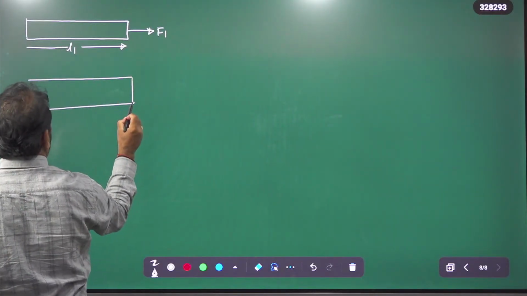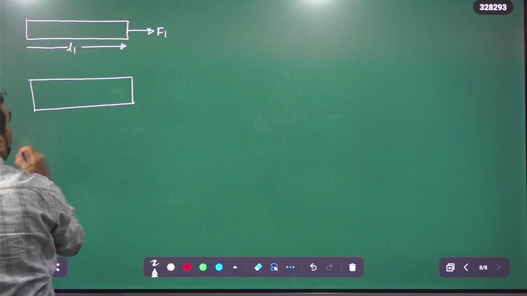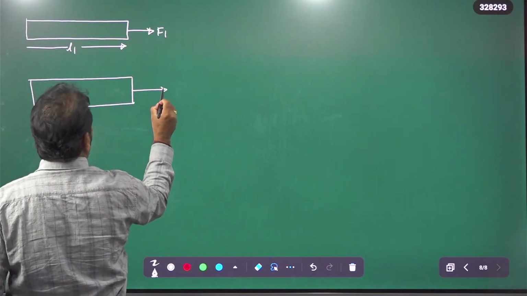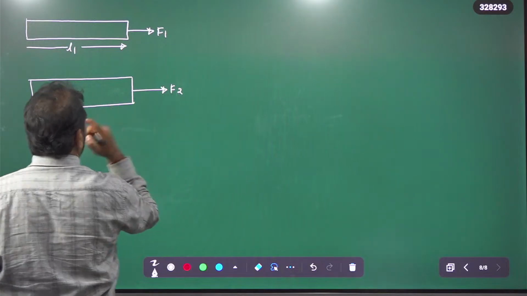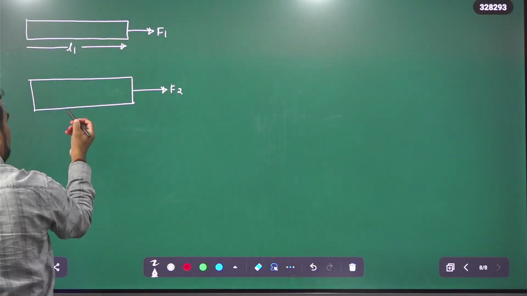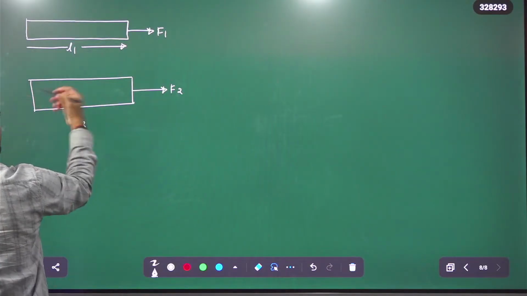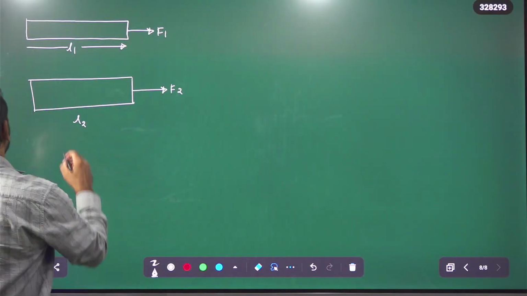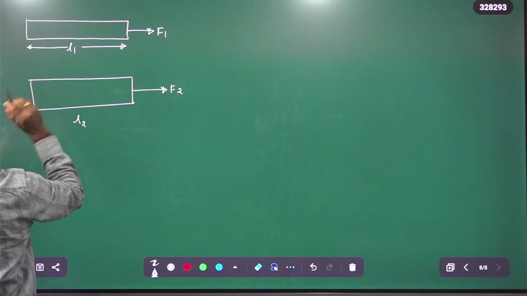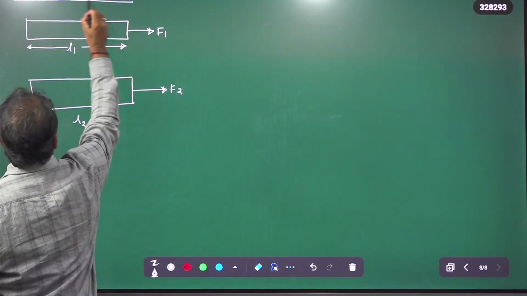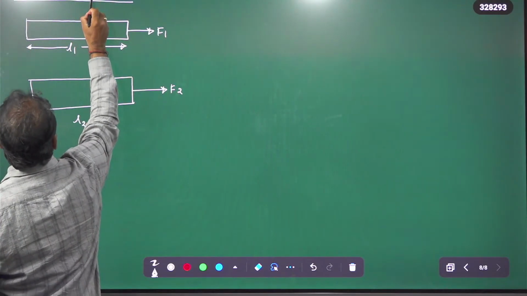this is the same wire only. When a force of F2 newtons is applied, the length would be L2. So in this, we have to calculate: what is the original length of the wire?